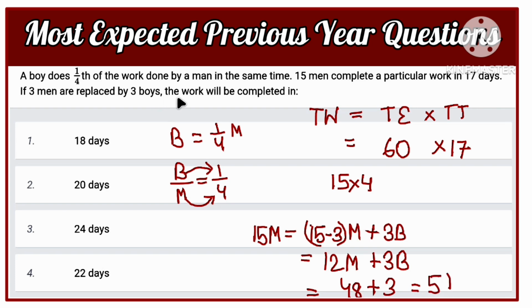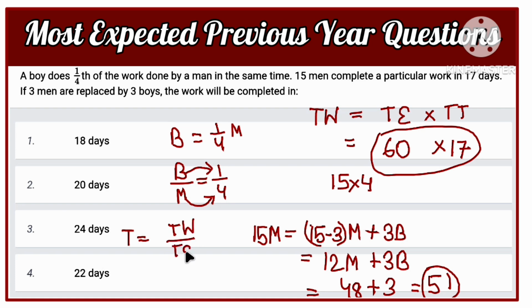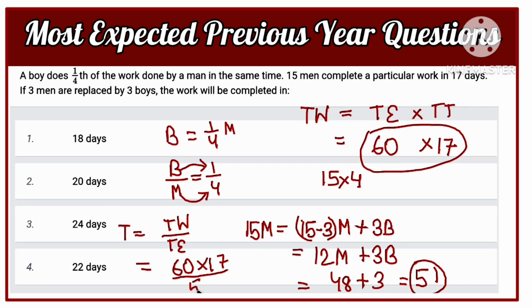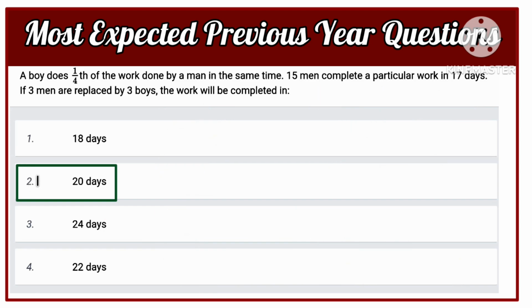Now in the question it is asked in how many days the work will be completed. This means that if the efficiency is now this and the total work we already know, you need to find out the time. So we know the formula: total work is efficiency into time, so time will be total work divided by efficiency. So here the total work we already calculated, 60 into 17, divided by the total efficiency, that is 51 now. If you divide, 17 3s is 51 and 3 into 20 is 60. So 20 days will be your correct answer, that is option number 2.